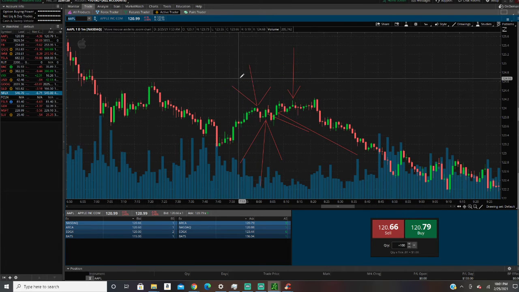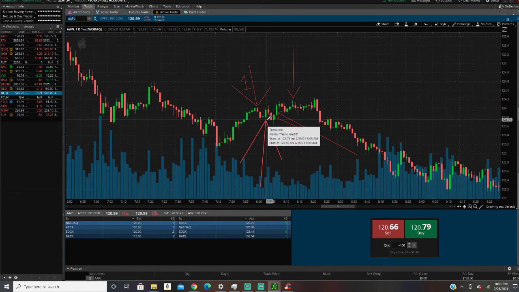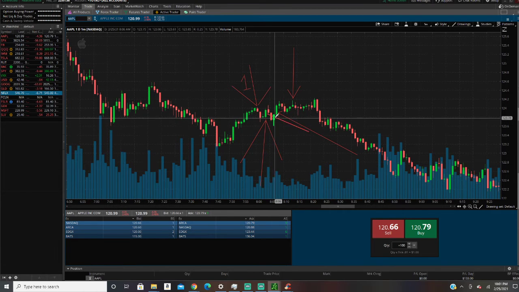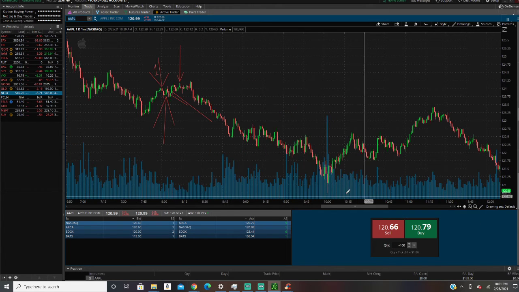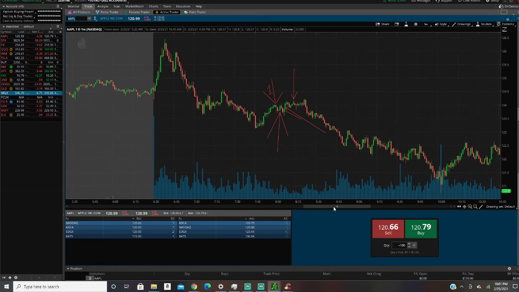So right here, first entry. Right here, first entry. Second entry. Right here, second entry. And then right here on this green candle, third entry. So 1, 2, 3 entries. And then I can zoom out a little more so you guys can actually see the trade in itself.